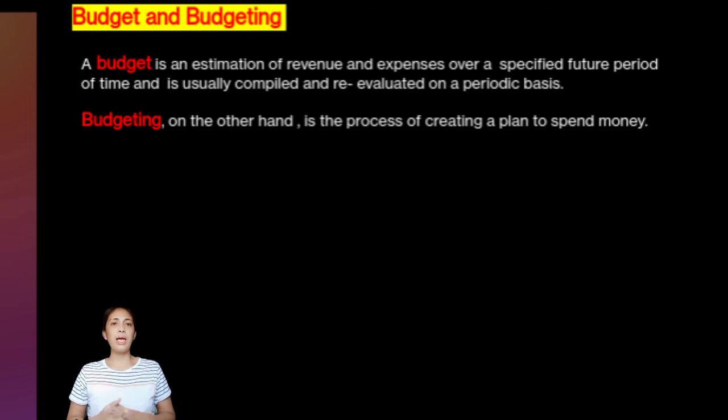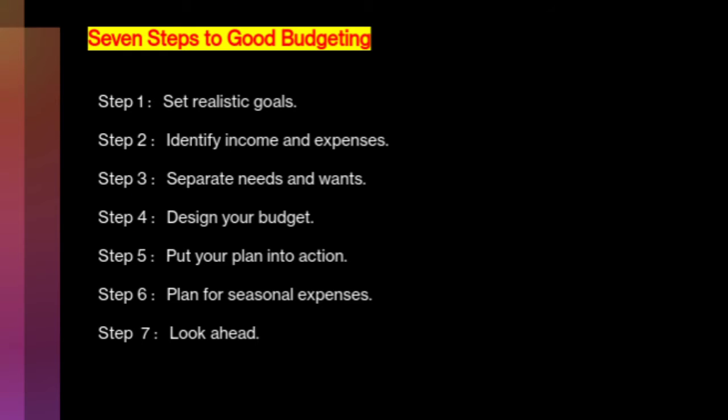Creating this spending plan allows one to determine in advance whether he or she will have enough money to do the things he or she needs or likes to do. So, here are the following 7 steps that may help in attaining good budgeting. Step 1. Set realistic goals. Goals for the money will help make smart spending choices upon deciding on what is important.